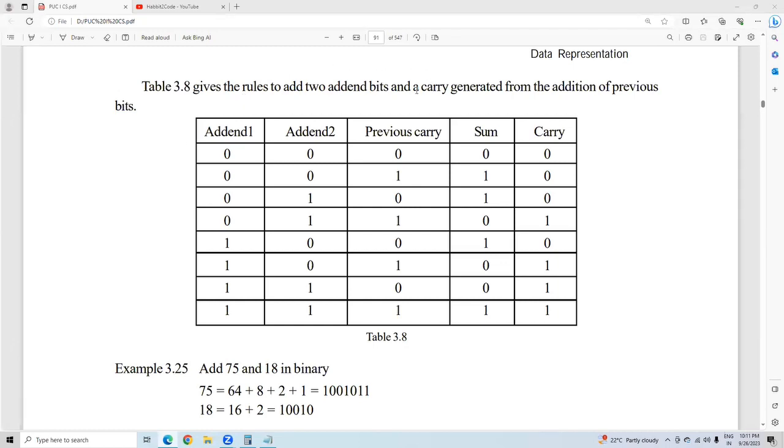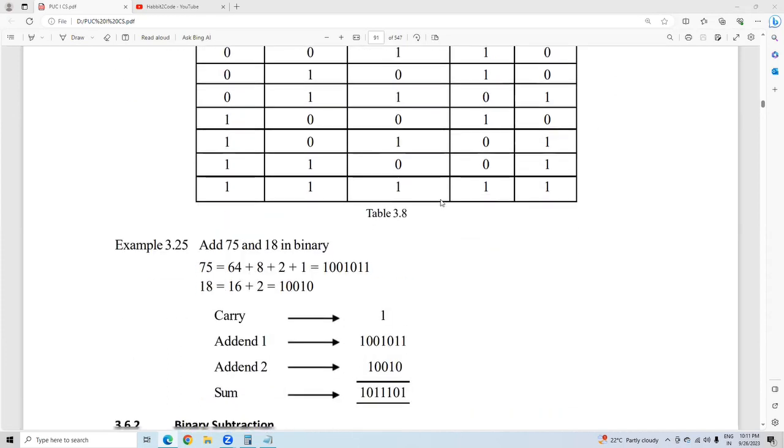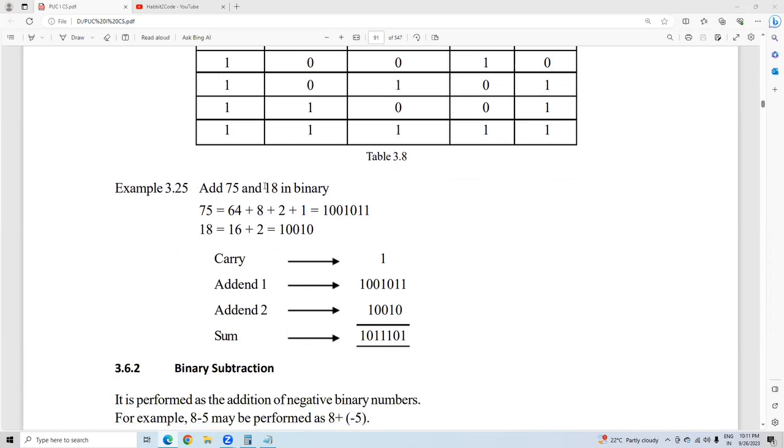So the following table gives the rules to add two addend bits and the carry generated from the addition of previous bits. Here one example is there, 75 and 18 have to be added in binary. So in 75, what they have done is they have taken the bits. So here 64, 8 8s are 64 in 75, right? How much is left out? 75 minus 64 means 9 is left out, right? Not 9, 11 is left out.